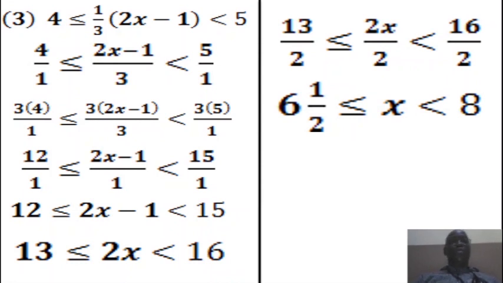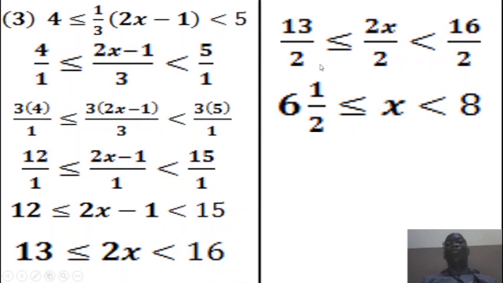What do we do? In a situation like this, the variable is allowed to maintain the central position. As a result, anything that is disturbing the variable from standing at the center position should be removed. What is the first thing disturbing it? It is -1. So when we add 1 here, it will clear it. Therefore, add 1 to everywhere. We are adding 1 to this, this, and this. Then 12 changes to 13, 15 changes to 16, and -1 will change to 0 because -1 plus 1 is 0. We are now left with 13 less than or equal to 2x less than 16.